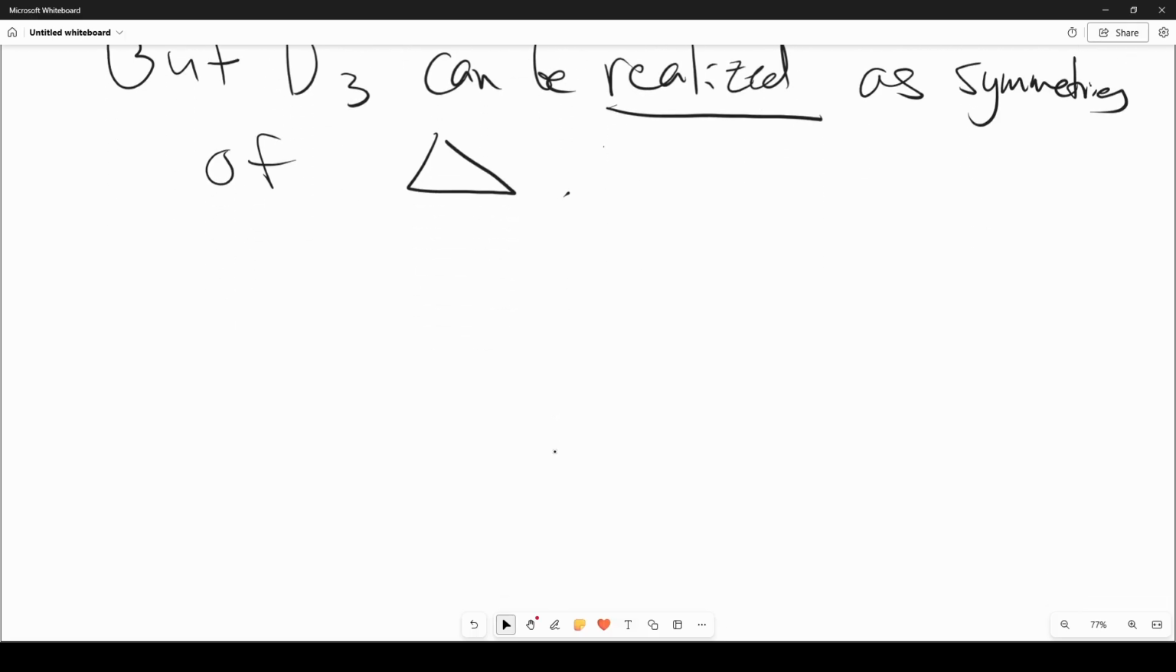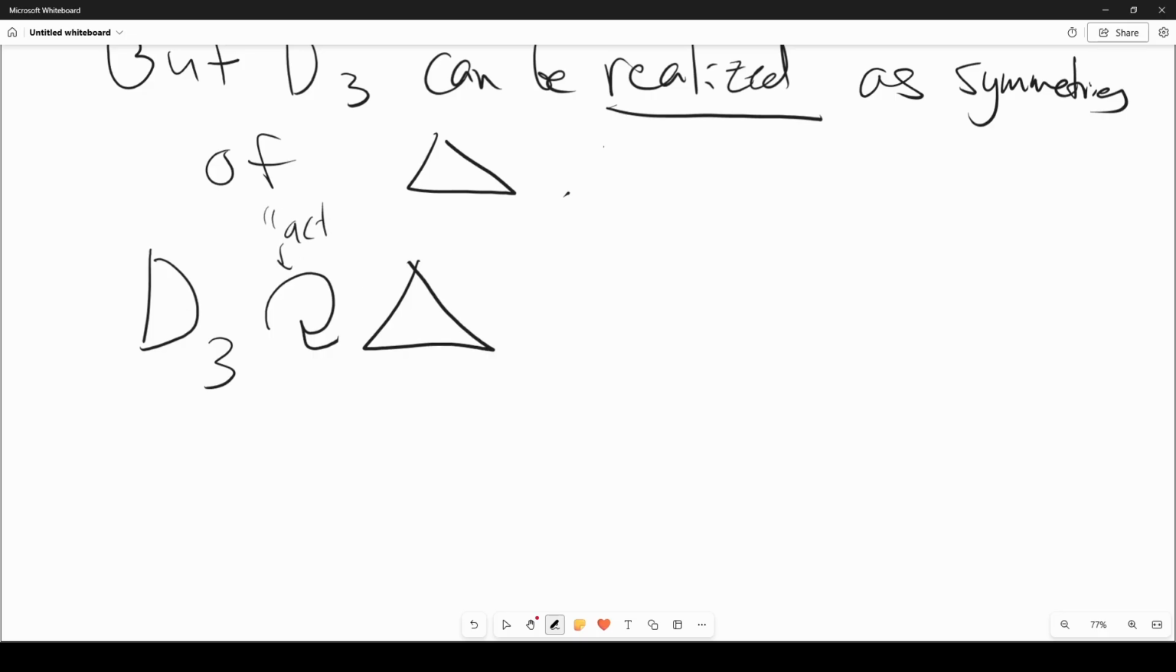In actuality, this idea of realizing D3 as the symmetries of an equilateral triangle is called a group action. We think of this as D3 acting on the triangle. This symbol means acts on. This is the abstract group, and this equilateral triangle is some set that it acts on.